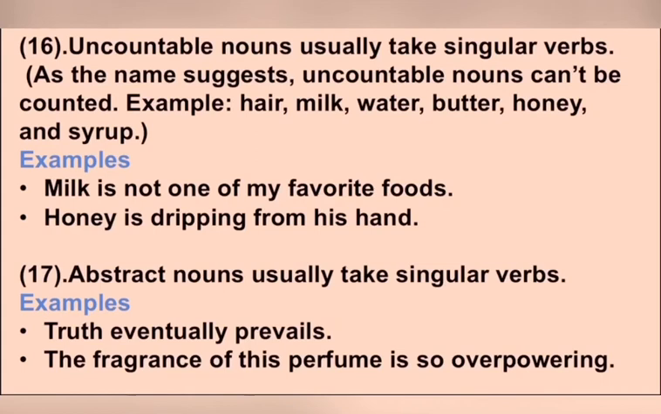Rule number 16. Uncountable nouns usually take singular verbs. As the name suggests, uncountable nouns can't be counted. Examples: hair, milk, water, butter, honey, syrup. Examples are here. Milk is not one of my favorite foods. Honey is dripping from his hand. Rule number 17. Abstract nouns usually take singular verbs. Examples: truth eventually prevails. The fragrance of this perfume is so overpowering.